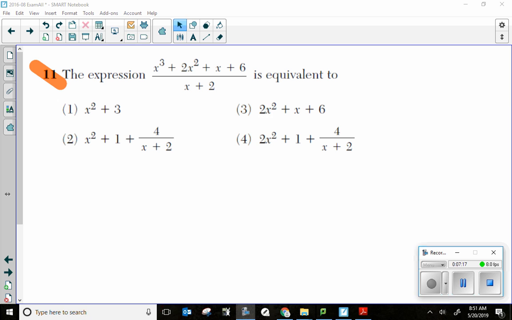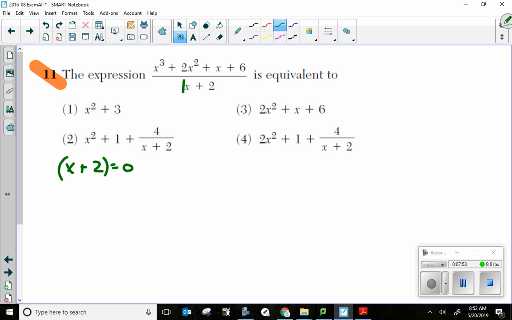Number 11. The expression x cubed plus 2x squared plus x plus 6, divided by x plus 2, is equivalent to what? This is a division problem. I can use reverse tabular. I think I used that on the last exam, maybe even earlier in this exam. I did the June 2016 exam and did reverse tabular. I'm going to use synthetic here. Because I'm dividing by 1x plus or minus something, I can use synthetic. So if I have x plus 2, and I solve that for 0, I get x equals negative 2. That is what I'm going to divide in.